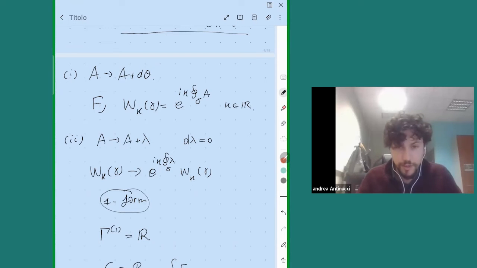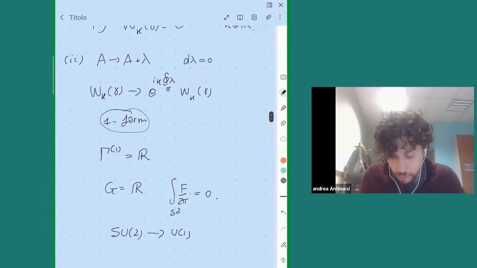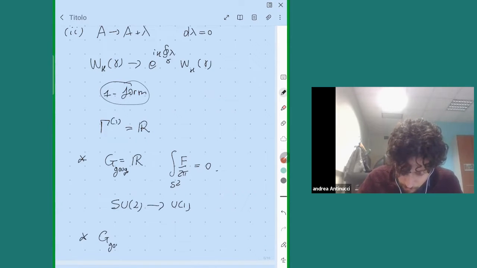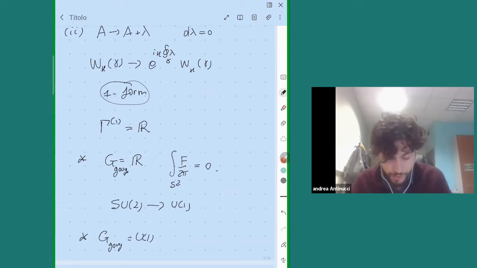And so, for instance, this theory cannot come from the Higgsing of an SU2 gauge group into U1 because there are no monopoles. This cannot be the low energy theory of, let's say, the Georgi-Glashow model. If you want to include monopoles, you want to consider the gauge group to be U1, then you have to include large gauge transformations.